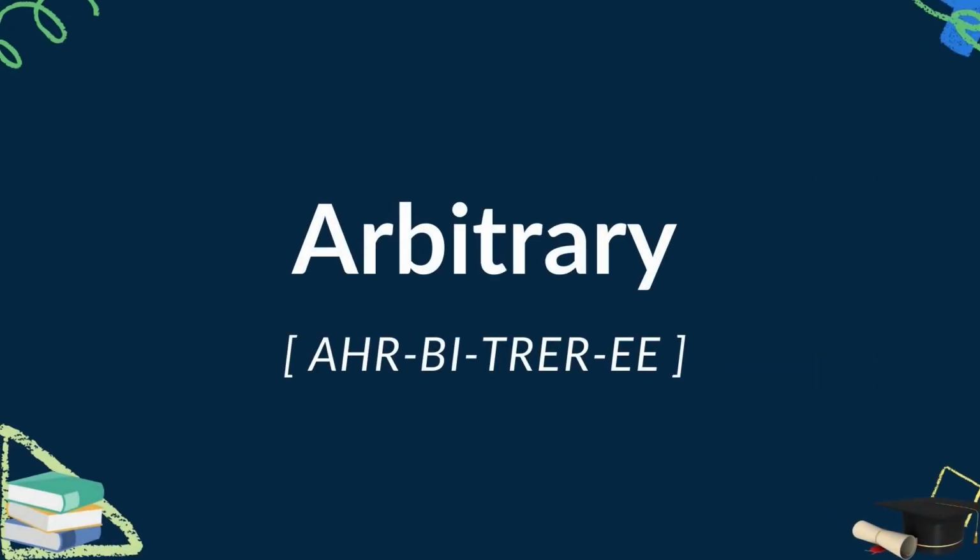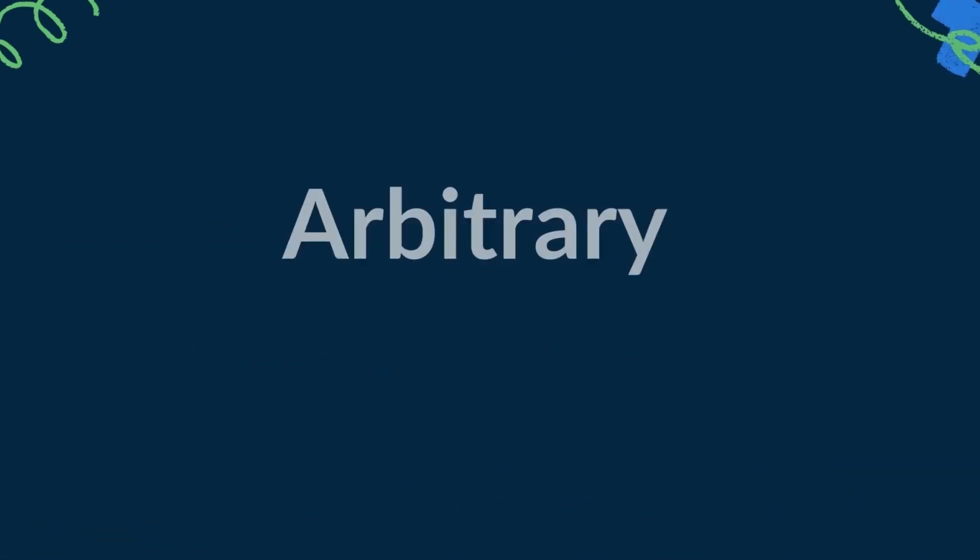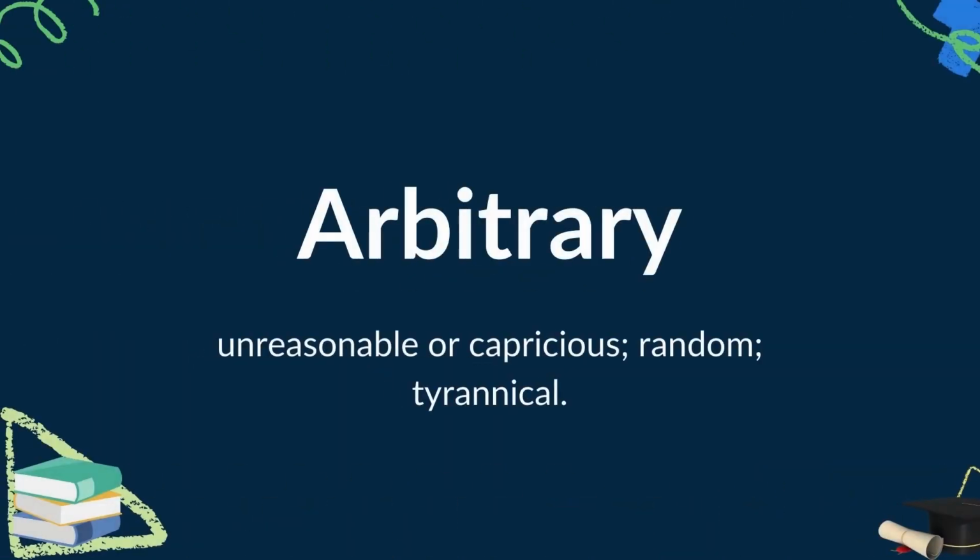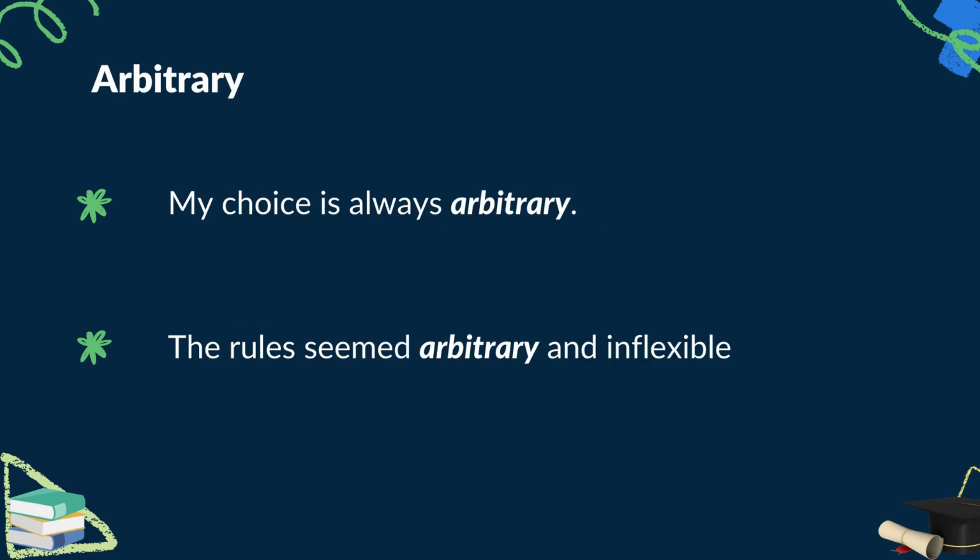The next word is arbitrary. A-R-B-I-T-R-A-R-Y. Arbitrary. Arbitrary means unreasonable or capricious, random, tyrannical. Here are some ways you can use the word in a sentence. 1. My choice is always arbitrary. 2. The rules seemed arbitrary and inflexible.